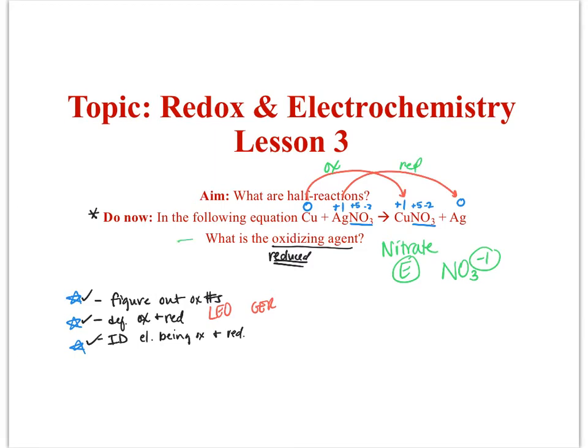So this question, what is the oxidizing agent? What substance is being reduced? This silver, +1, is being reduced from a +1 to a 0. Okay, so all of that to answer that one, that's a Regents question.